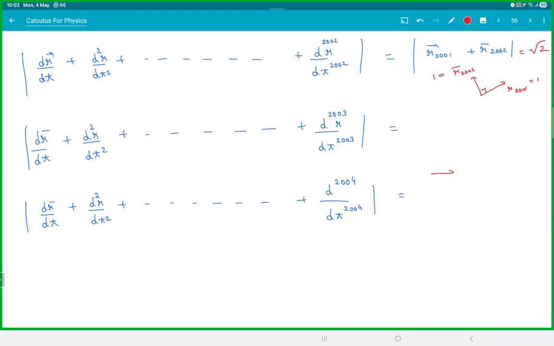If you have two vectors perpendicular to each other, 1 and 1, what is the magnitude of these two vectors? √2. It's not 1 plus 1, right? The vectors are not in the same direction. Are you clear with this?